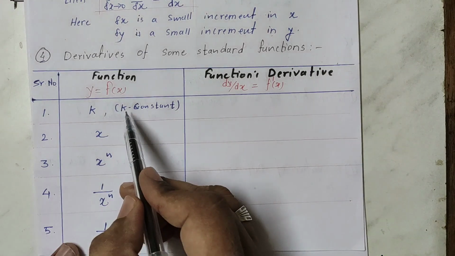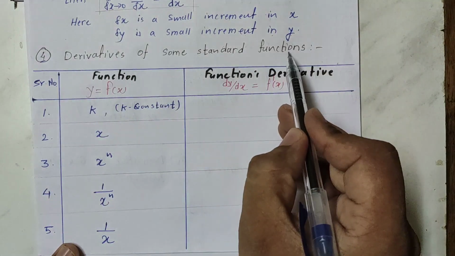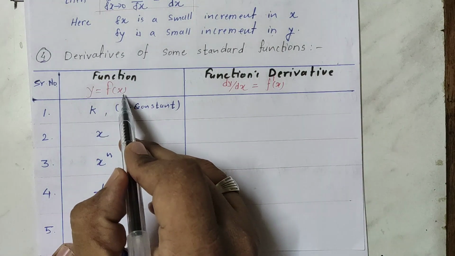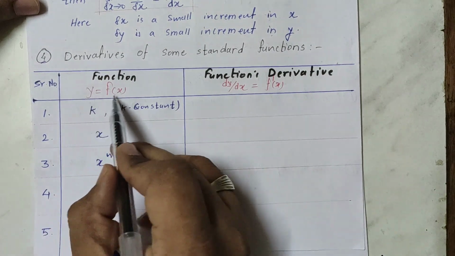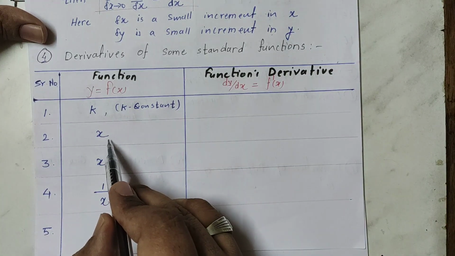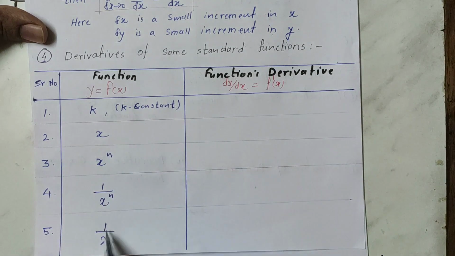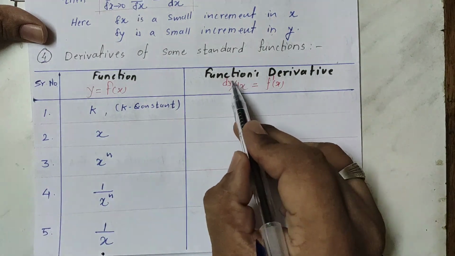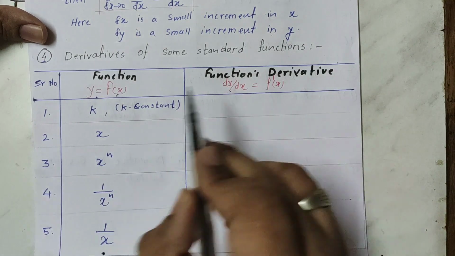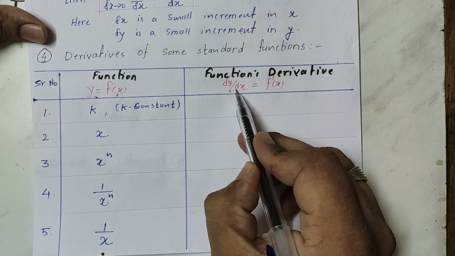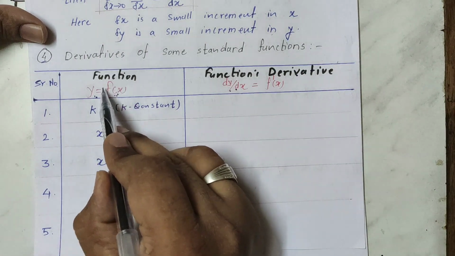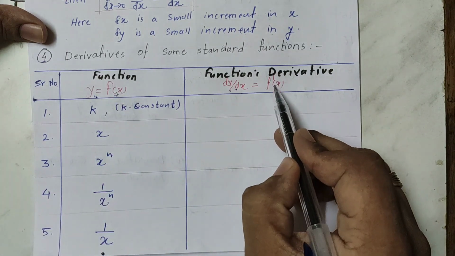Then the fourth point is derivatives of some standard functions. Here we are writing the function in the form y is equal to f of x. First function is k, meaning constant, second is x, then third is x raised to n. These are functions and their derivatives. If y is equal to f of x, then its derivative is dy upon dx. Suppose f of x is equal to k, then how to find the derivative? Its notation is f dash of x.